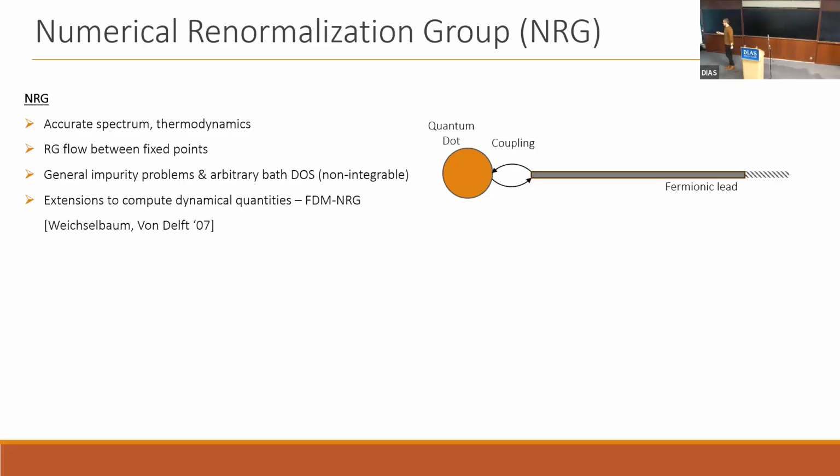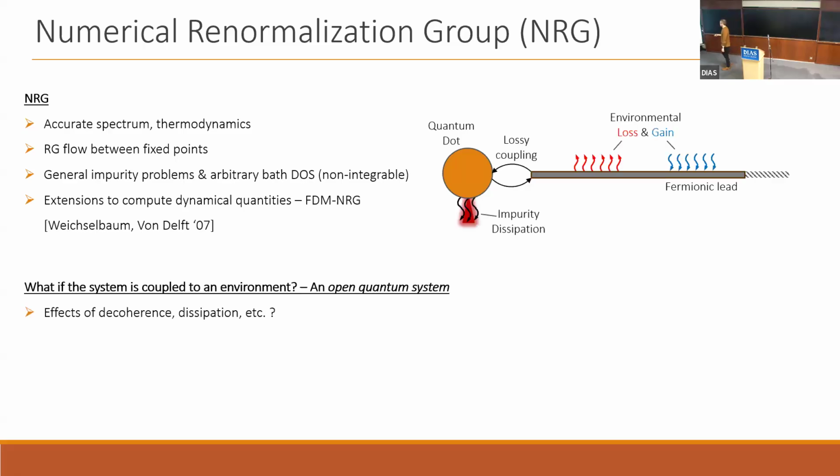And also, the bath itself can have different densities of states. The example I showed is just this flat band density of states. We can use lots of other ones. NRG is a very general method. Okay. It also has some extensions for computing dynamical quantities. That's like full density matrix NRG, if you want to calculate spectral functions or Green's functions, that kind of thing. Okay. So that's NRG, nice and powerful.